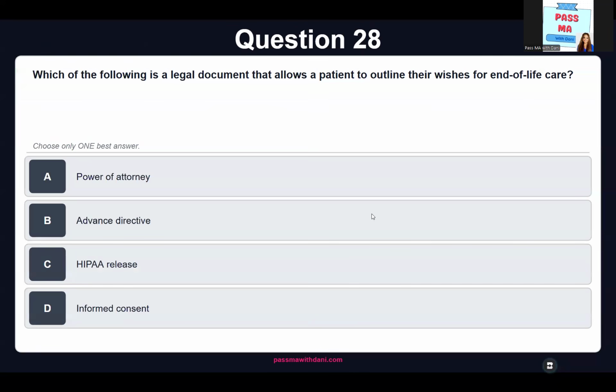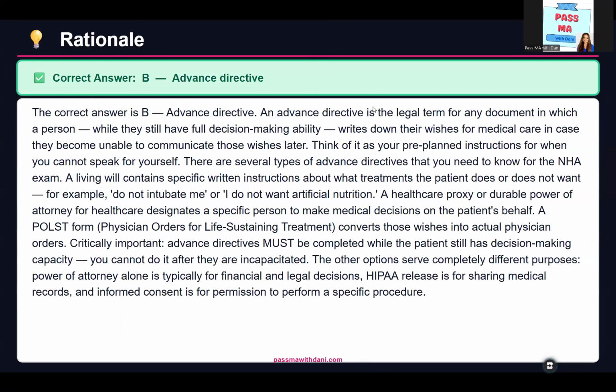All right, guys, question number 28. Which of the following is a legal document that allows a patient to outline their wishes for end-of-life care? Is that A, a power of attorney, B, an advance directive, C, a HIPAA release, or is it D, informed consent? Again, outline their wishes for end-of-life care. Now, if you said B, an advance directive, then you are correct. Think of an advance directive as being a living will.